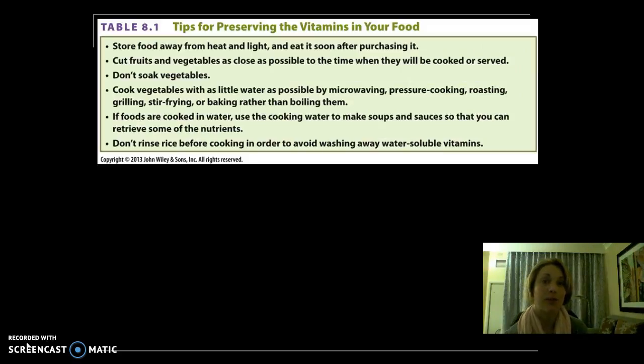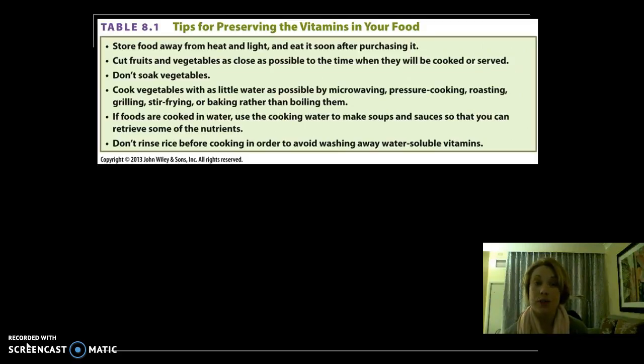Here are also some tips for preserving vitamins in your foods. You want to make sure to store food away from heat and light and eat it soon after purchase. You want to make sure to cut fruits and vegetables as close as possible to the time that they'll be cooked. Also, just for taste and for sight, if you cut an apple in the morning and then don't eat it until lunchtime, it's going to have had some oxidation occur, and so it will be brown. Cutting that fruit right before you eat it, on the other hand, will preserve that vitamin C and vitamin A, and will also taste a little better.